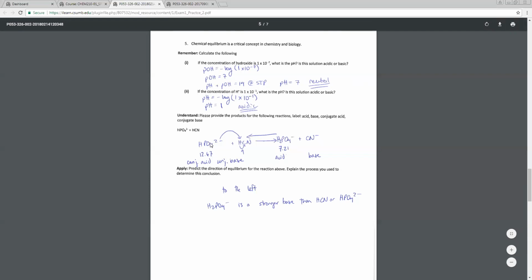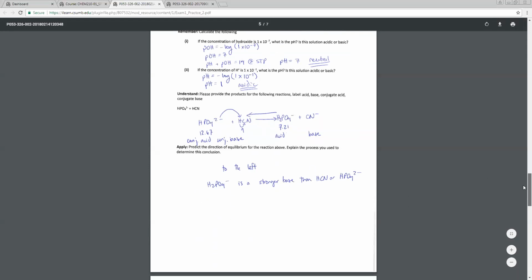So 12.67 is the pKa for this molecule, 9 is the pKa for HCN, 7.21 is the pKa here. So it's clear that this is the stronger acid and stronger base, and these are going to be the conjugate acid, conjugate base. And then the direction of equilibrium is going to be to the left, where H2PO4- is a stronger base than HCN or HPO4 2-.